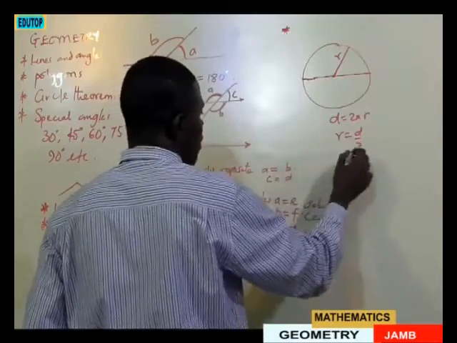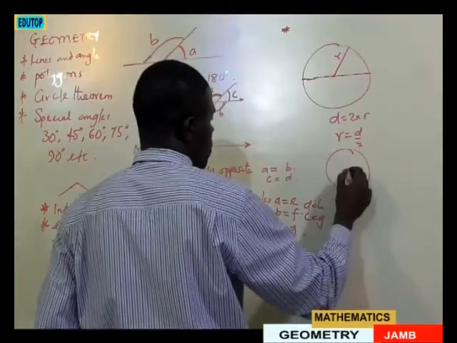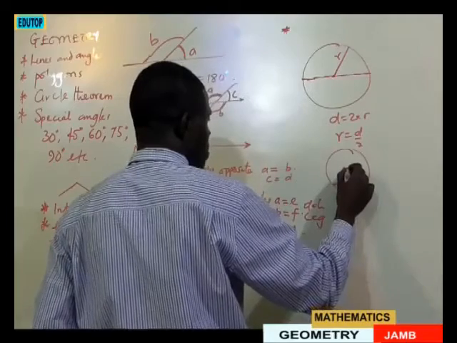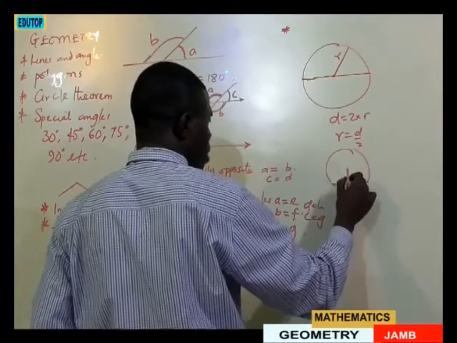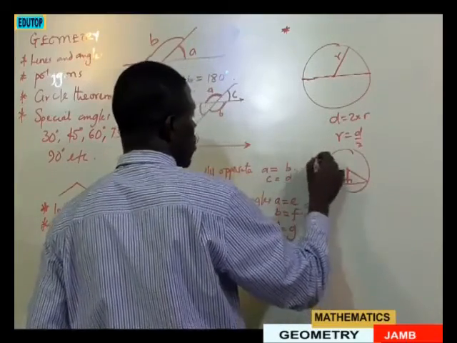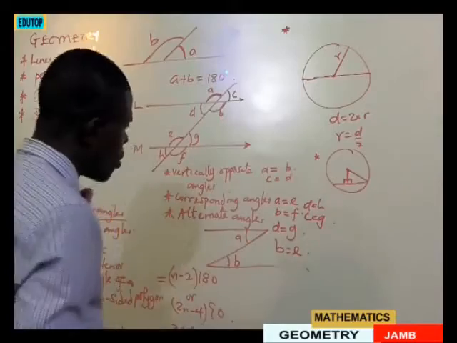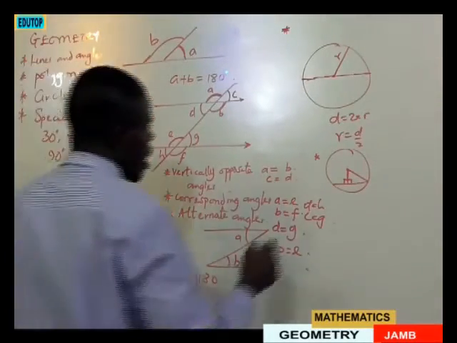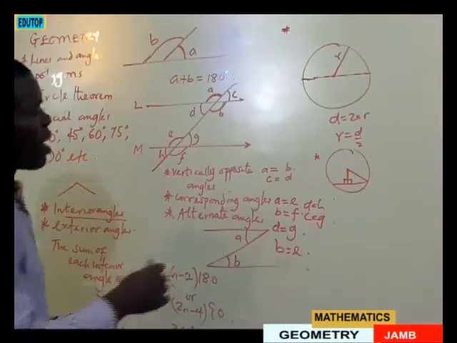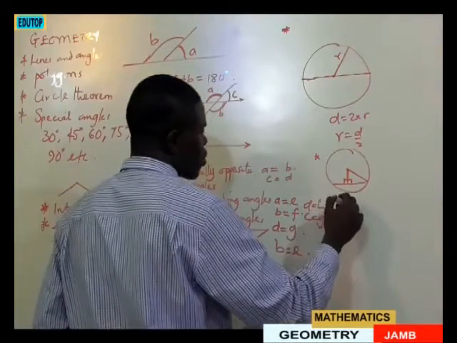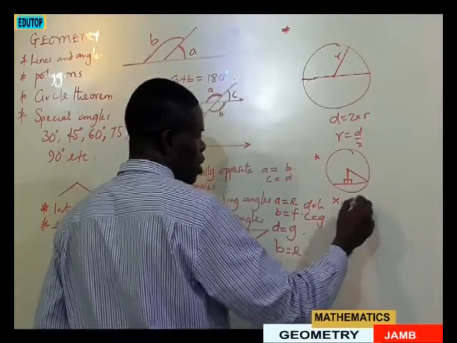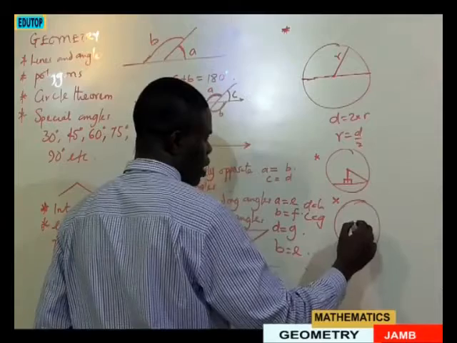So that means radius is diameter divided by 2. Now, if you have a circle and you have a chord, a line that is drawn from the center to meet a chord bisects the chord and is perpendicular to the chord. Take note of that. That one is one of the theorems. Then another one is: angle subtended at the center of the circle is twice that which is subtended at any point on the remaining part of the circumference. What am I saying?